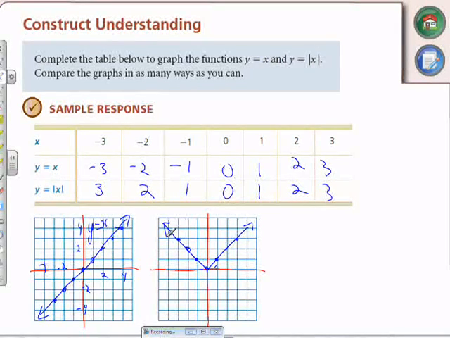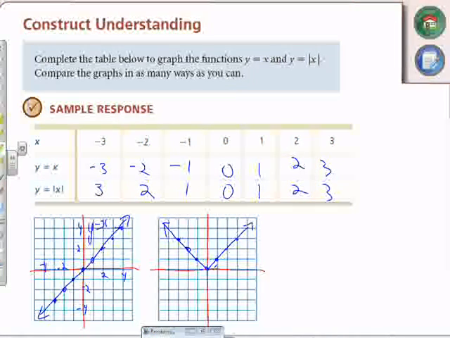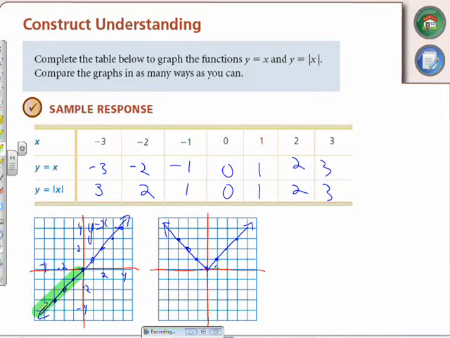Really what's happened here is the negative part of the graph of the original got flipped or reflected about the x-axis. So we reflect that part up and we get the absolute value function. Y equals the absolute value of x.